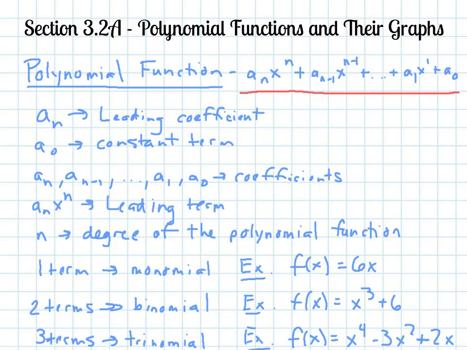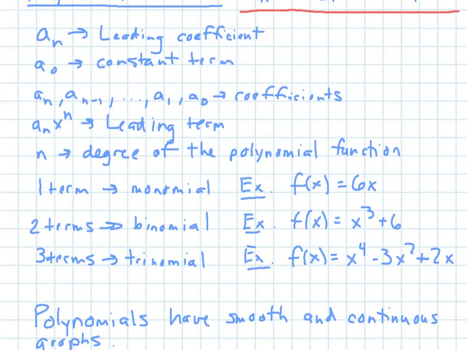And so some terms you need to know for a general polynomial function is that the a sub n value is the leading coefficient. The a sub 0 value is your constant term. All the numbers attached to the x values, so all the a's, are considered coefficients. The a sub n times x to the n power term is called the leading term. N is described as the degree of the polynomial, so it's always the highest power of all the terms that you have.